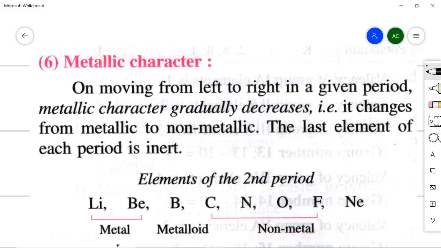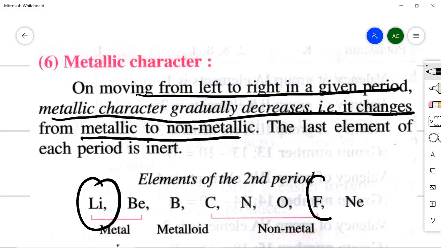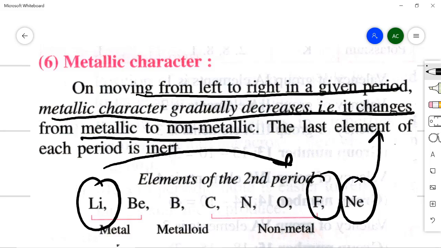Metallic character increases down a group, but in a period, when you move from left to right, the metallic character decreases because it changes from metallic to non-metallic. So this is metal and this is non-metal, changing from metal to non-metal. The last is the inert group, and we are not talking about the inert elements. We are talking about metals, then in between there are metalloids, then non-metals. So you can see gradually metals are becoming non-metals.